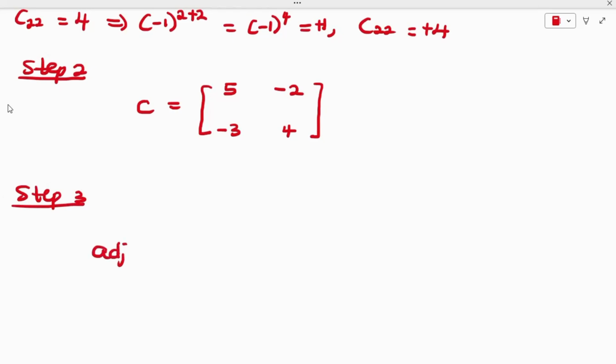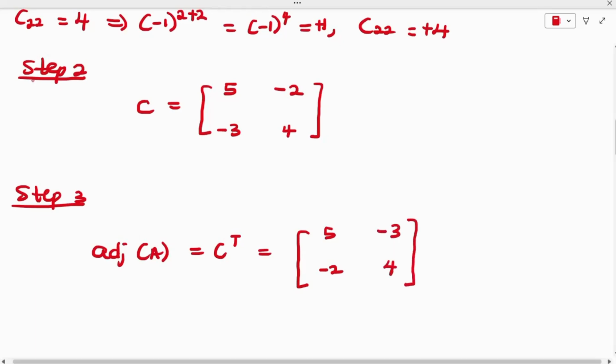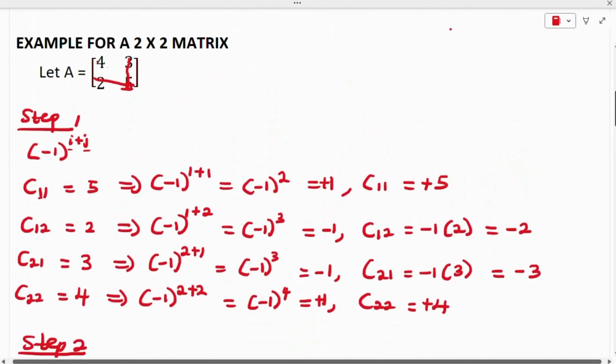So step 3 is to take the transpose. The adjoint of A is equal to the cofactor transpose. So we flip the rows and columns. For the first row we have 5, minus 2, and I've flipped the first row to be a column. Then the second row, we have minus 3 and 4. And this becomes the adjoint of A. So this is how you can find the adjoint of a 2 by 2 matrix.